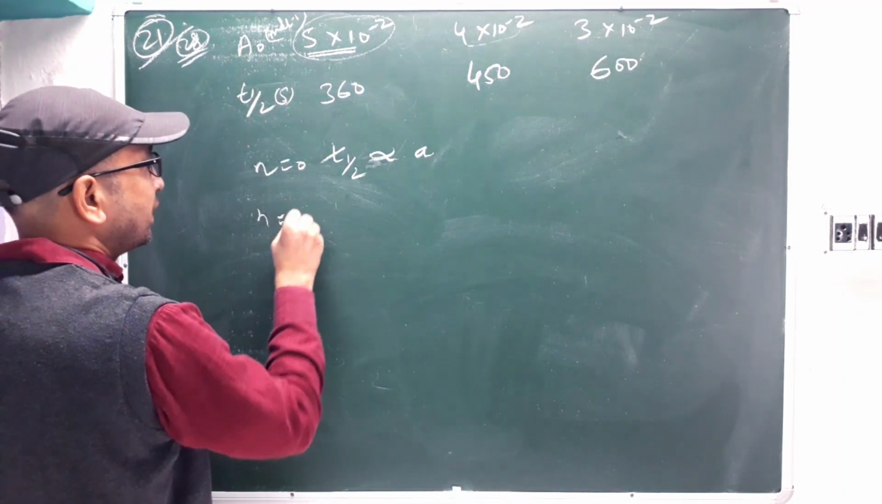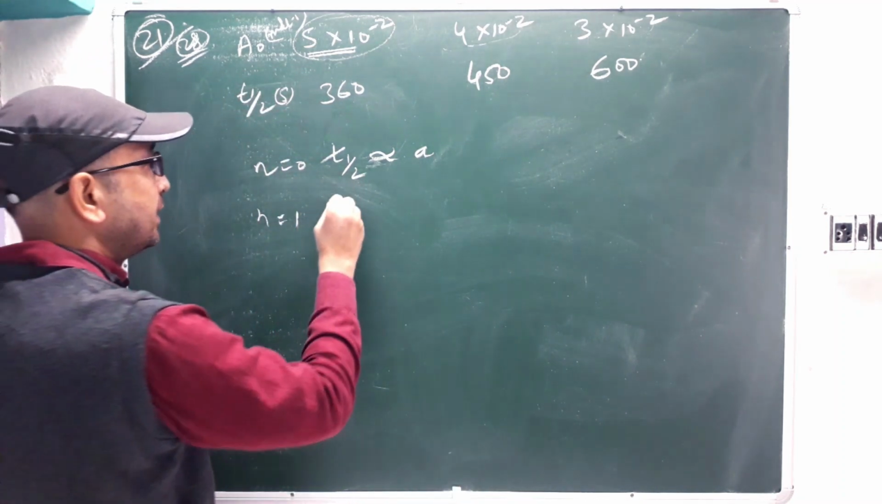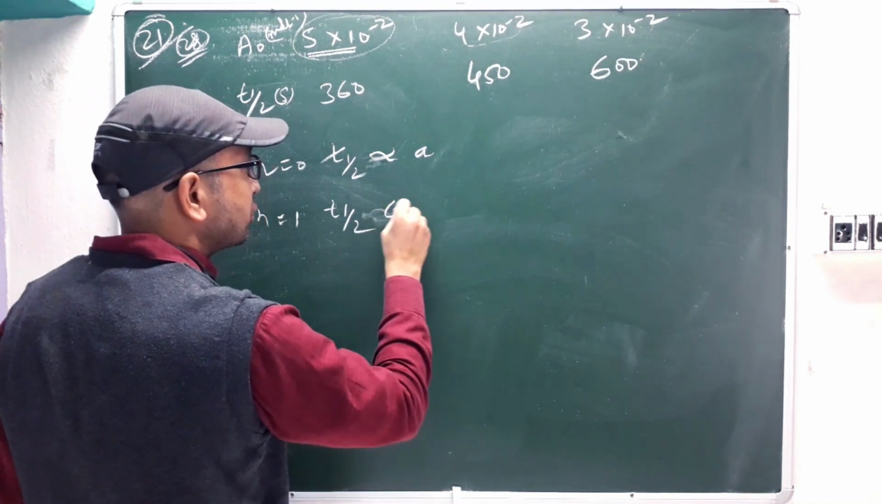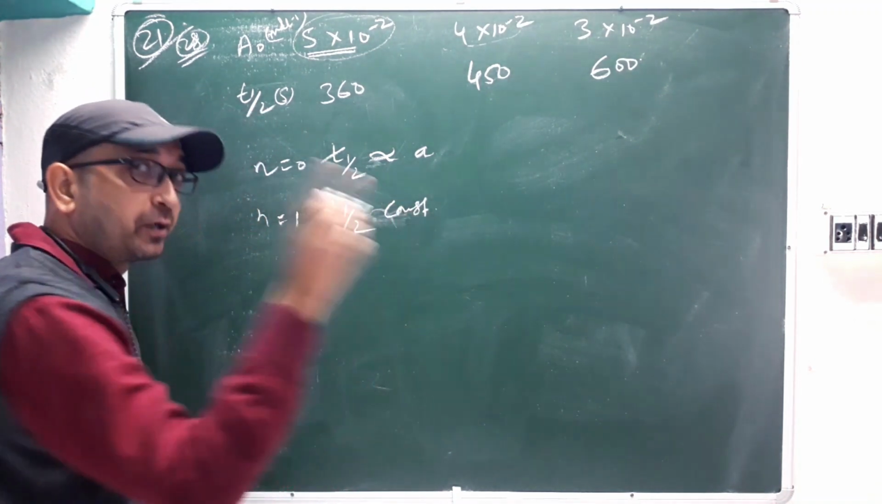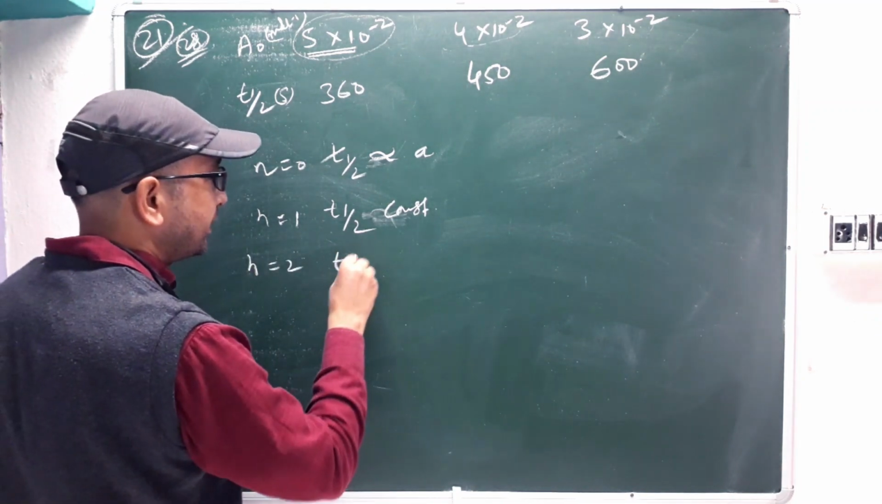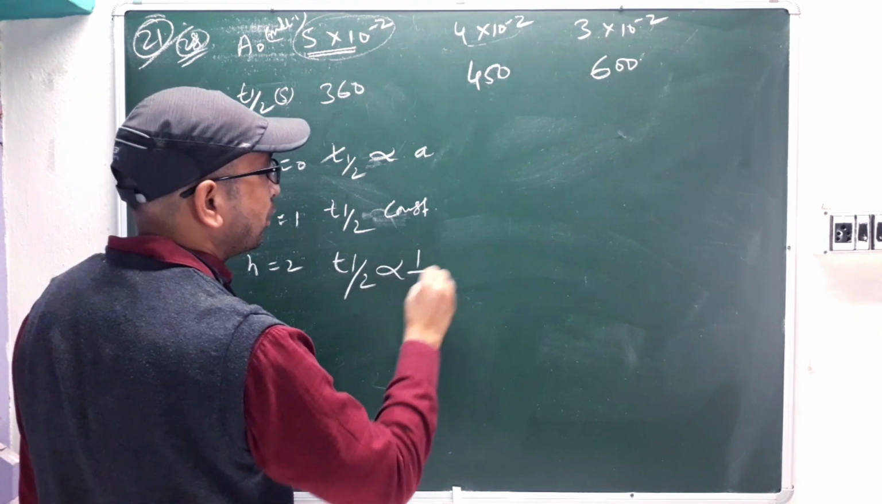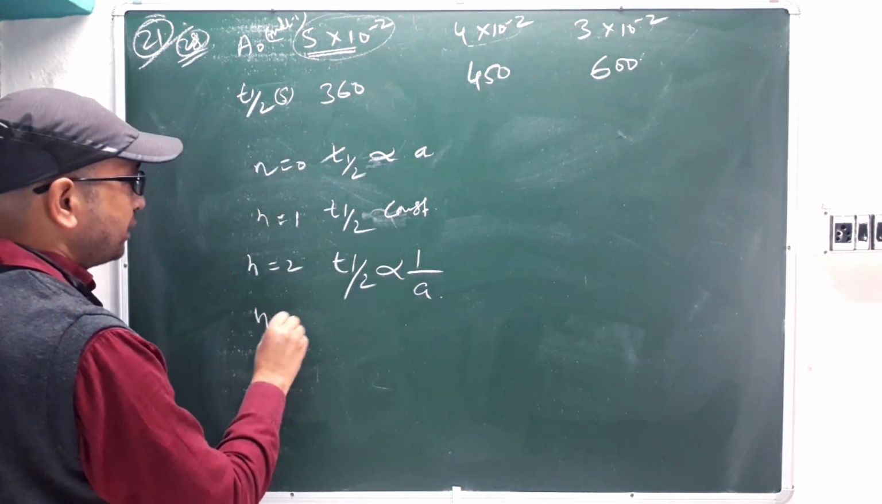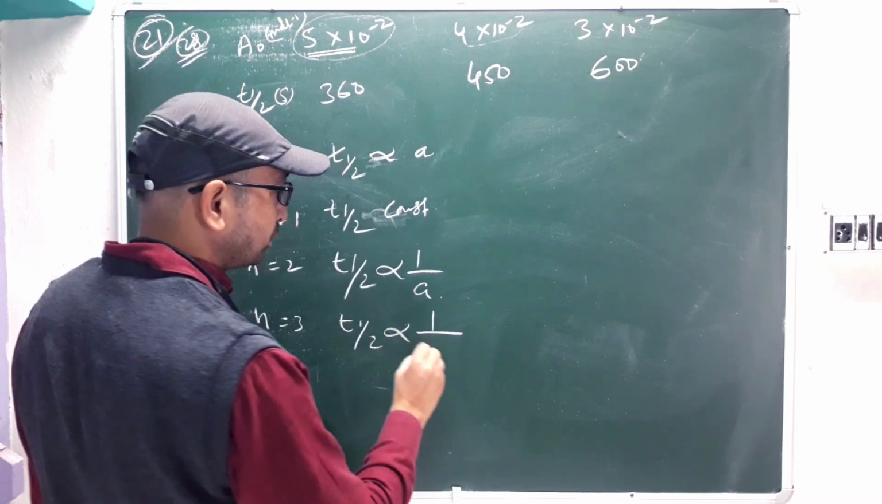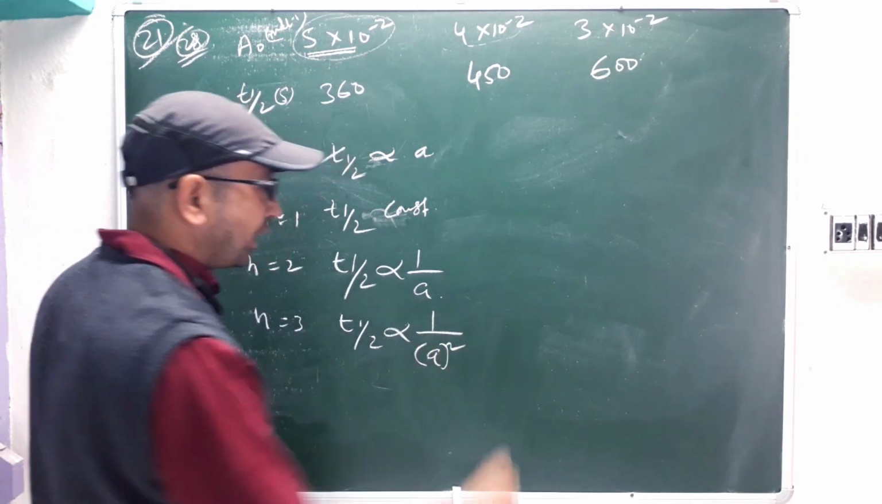Now n equal to 1, everything I'll write as 1 second here. So T half is not proportional, this is constant, right? It does not depend on initial concentration. Now if n equal to 2, second order reaction, T half is inversely proportional to concentration. N equal to 3, T half is inversely proportional to concentration squared, correct?